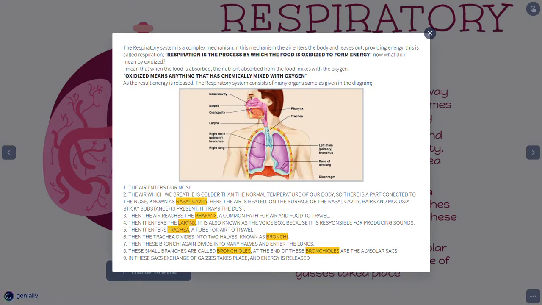fluid-like thing which you can see here. This is called pleural fluid. It keeps the lungs moist. And as I was telling, the right lung is divided into three lobes: first lobe, second lobe, third lobe, and the left has two. Right? Okay. Then one more very important part is this muscular sheath, the diaphragm.